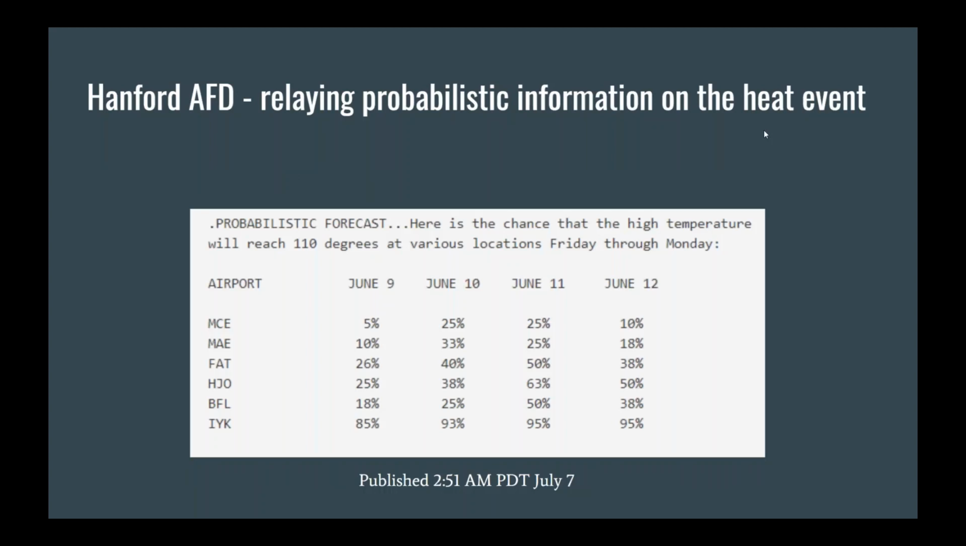And this is just looking at the actual AFD at Hanford. You can see that they have put in what appears to be the probability of exceedance for the NBM. And they've actually been using this probabilistic information to relay the severity of this heat event in this area. And this is taken from their AFD published at 2:51 a.m. this morning.